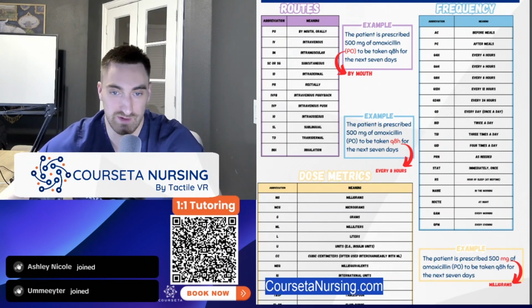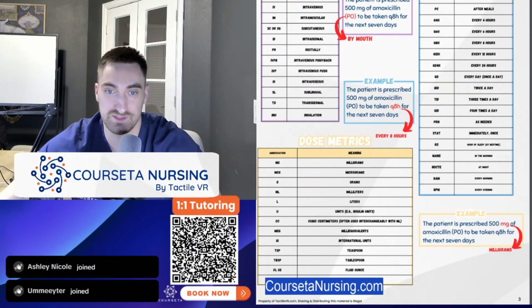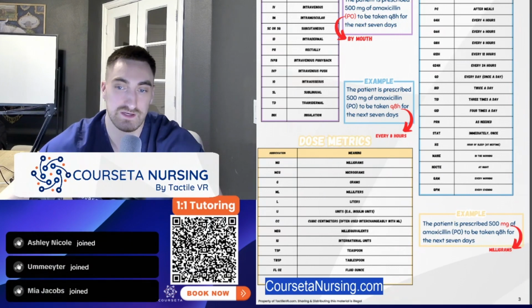And of course the route, you'll need to know all the different routes. You'll definitely need to know that in practice for sure. And then, knowing what milligrams is abbreviated as, micrograms, all that good stuff.